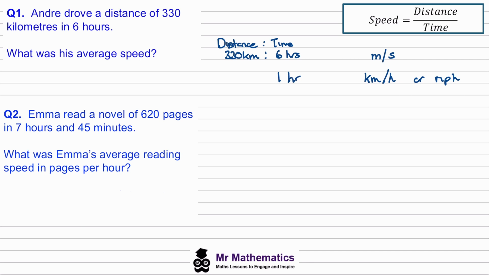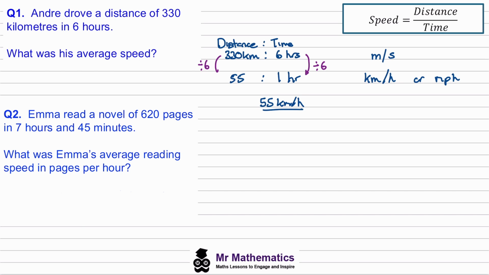This is why we have to divide distance by time, because dividing 6 by 6 will give us 1 hour, and we divide the distance by 6 to keep our ratio balanced, and 330 divided by 6 will give us 55. So the speed would be 55 kilometers per hour.